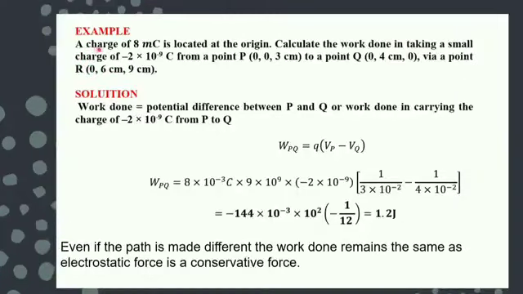Similarly, one more question is there. A charge of 8 microcoulomb is located at the origin. You have to find the work done in moving this charge from a point P to point Q via this point. Via this point is not going to affect me because we have done that work done is independent of path. So this equals simply Q into potential difference. Work done equals charge into potential difference, and for potential you can simply use the formula Q upon 4 pi epsilon naught R.